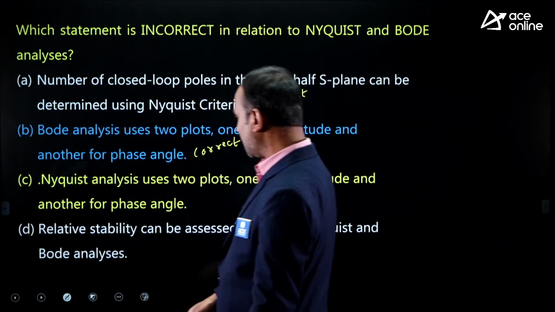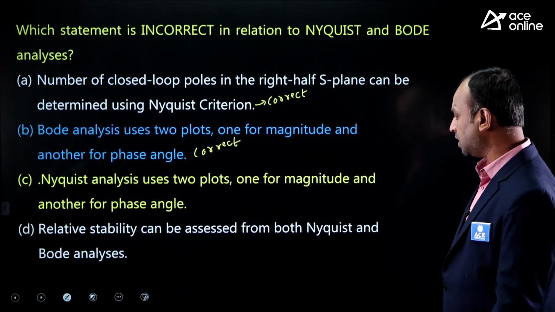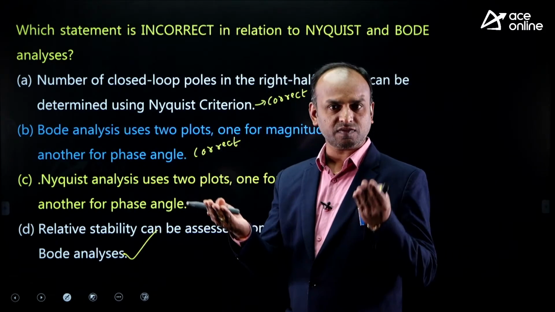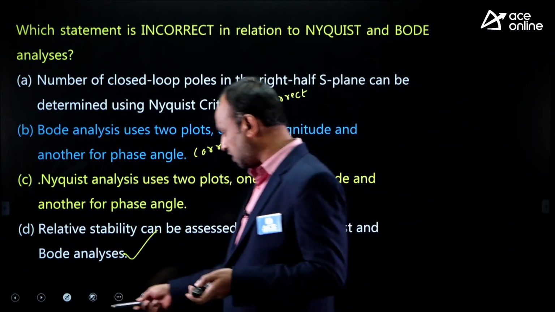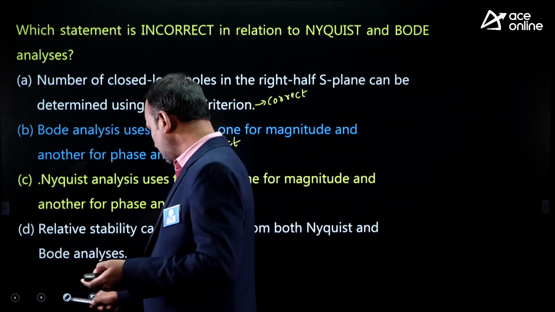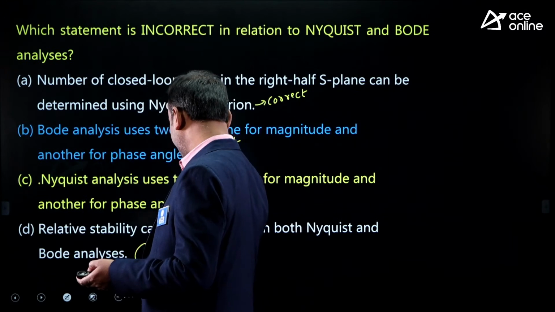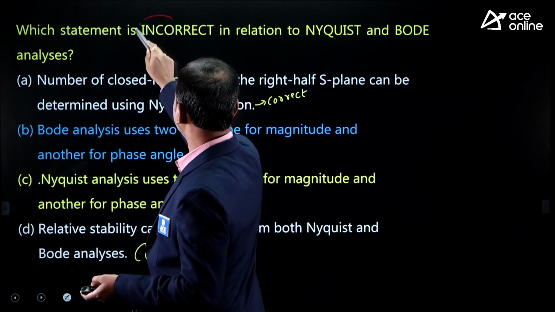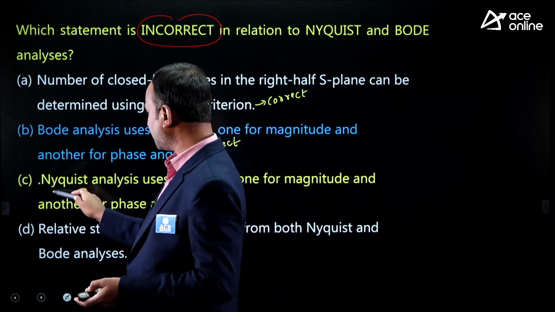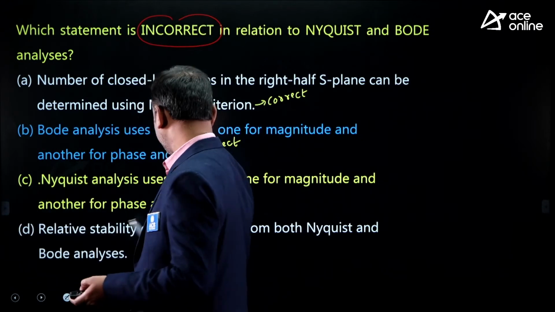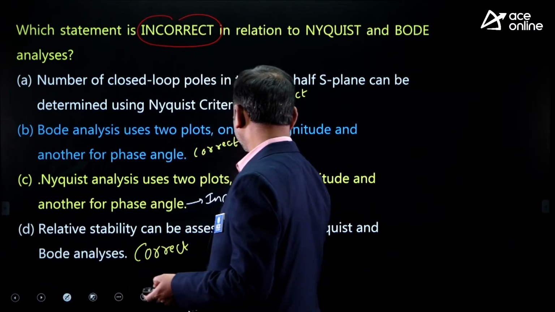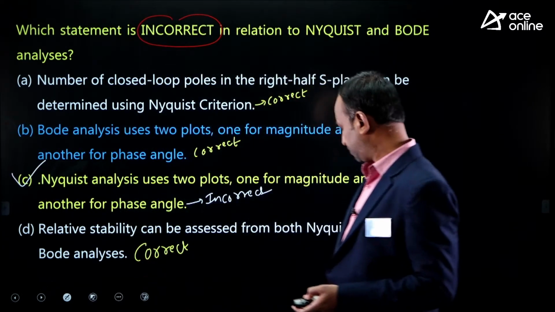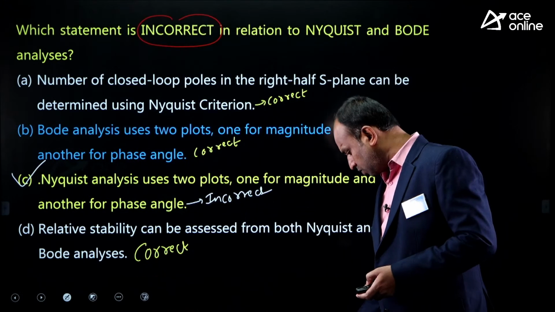Next, relative stability can be determined using both Nyquist and Bode plots. Yes, relative stability is the comparison of one stable system with another stable system. It is also a correct statement. But the examiner is asking for the incorrect statement, and the Nyquist plot statement is the incorrect one. So select the incorrect answer, option C. Okay, fine. Next.